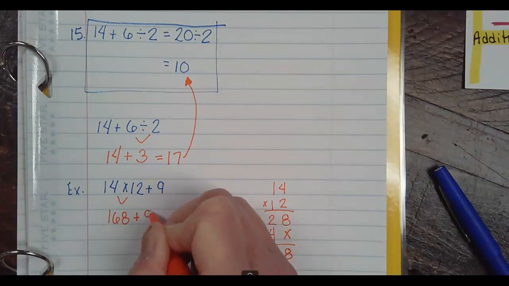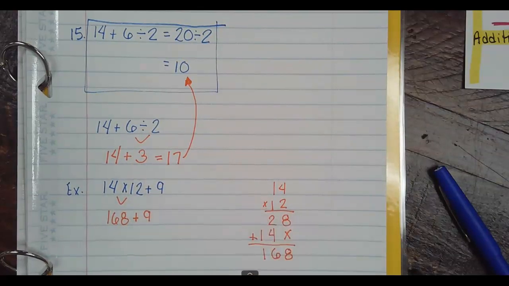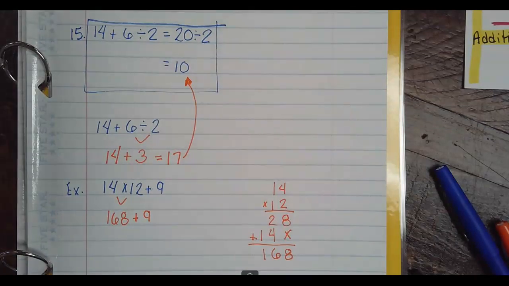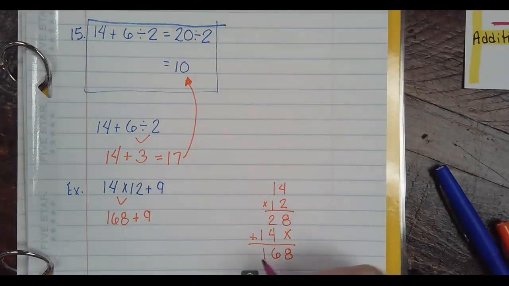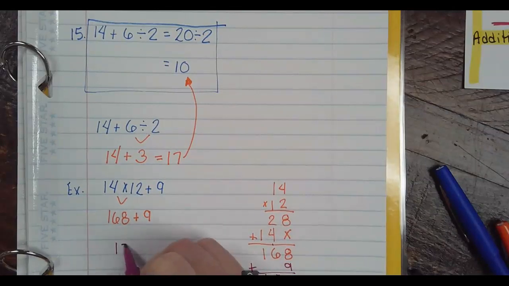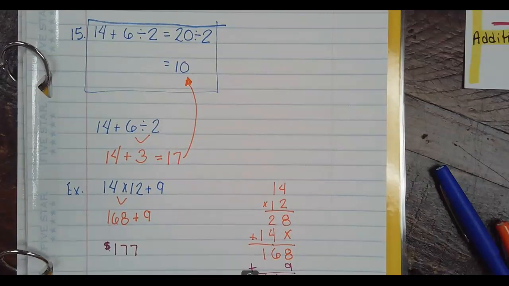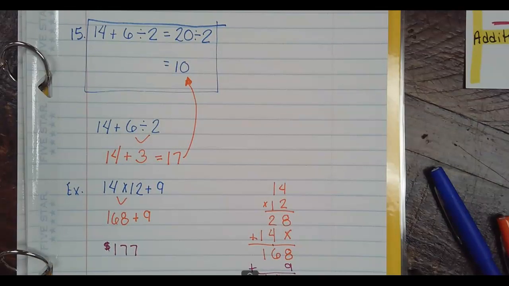Plus 9. What do I do now? What do I do now? Oh, you add 168 to 9. Yep. And what did you get? 177. You are right. 168 plus 9. 7. Carry my 1. 7. 177. So they spent $177 on team shirts. How many team members were there? What?